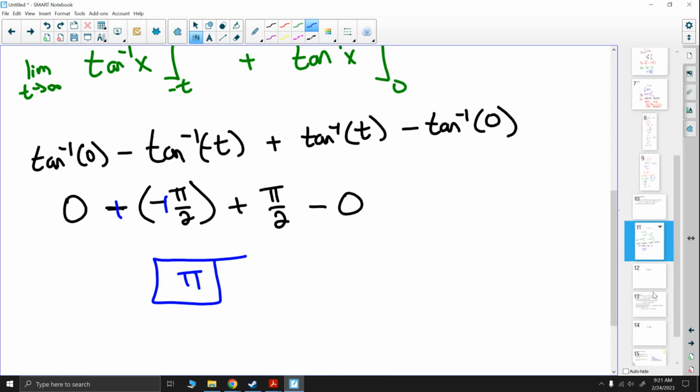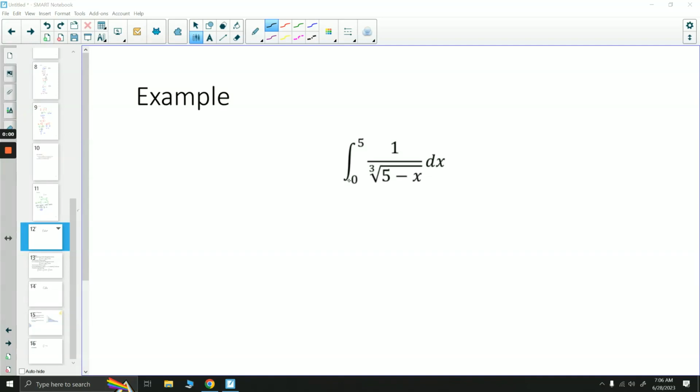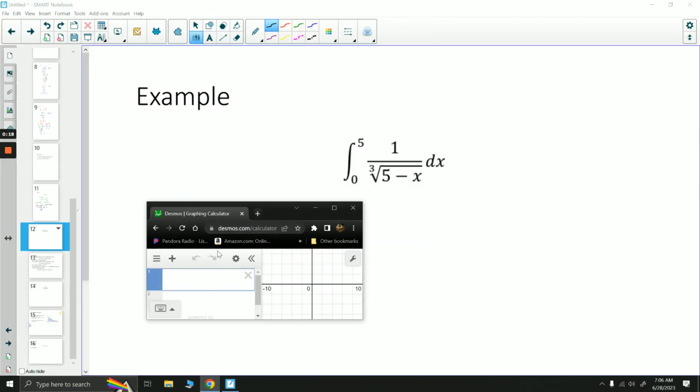Okay. Now, let's talk about some other things. Let's take a look at something like this. The integral from 0 to 5 of 1 over the cubed root of 5 minus x dx. So this doesn't seem problematic like the other ones. In the previous problems, we've been going to infinities, so this doesn't seem like it should be problematic. But let's take a look at the graph.